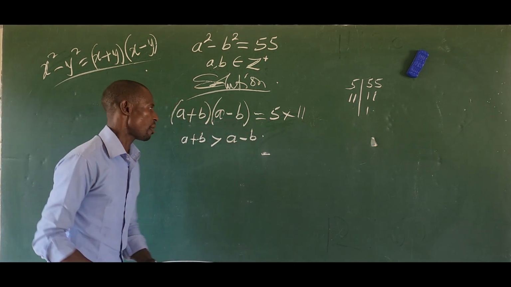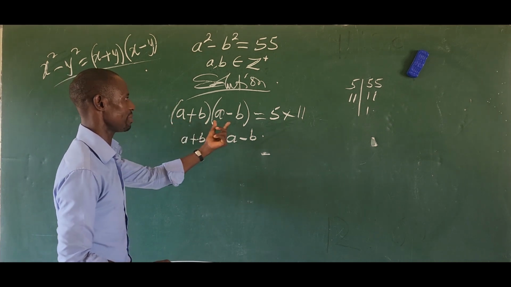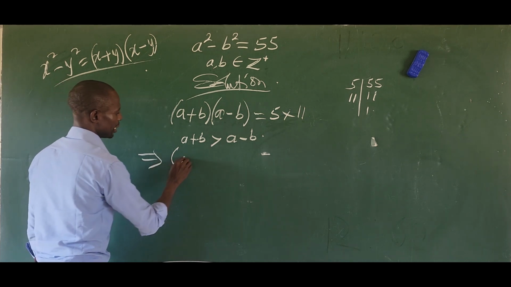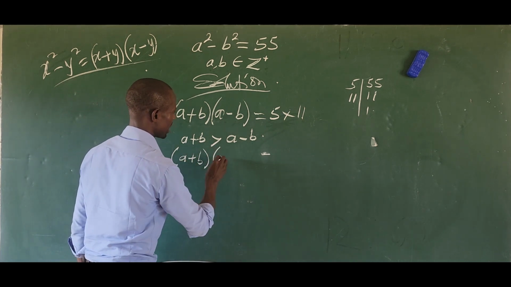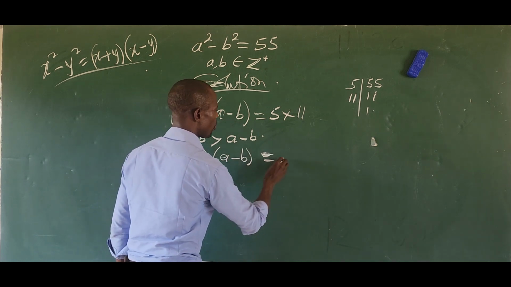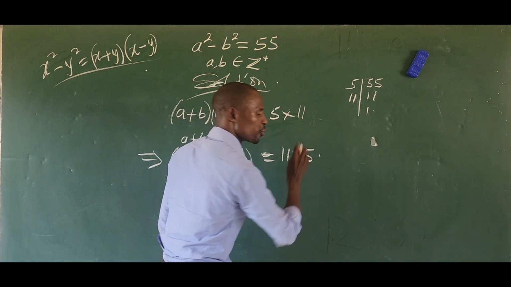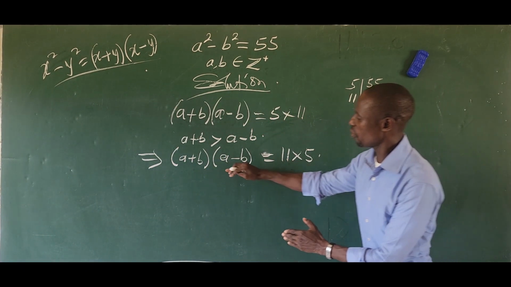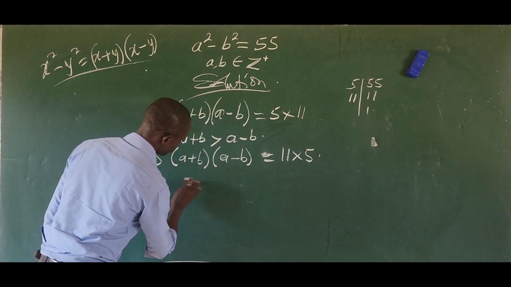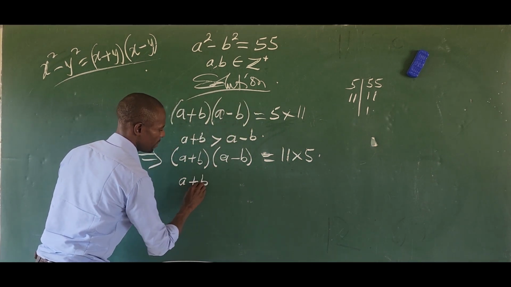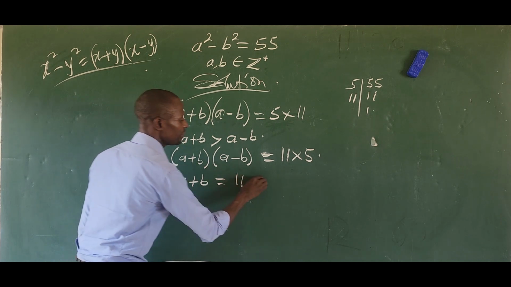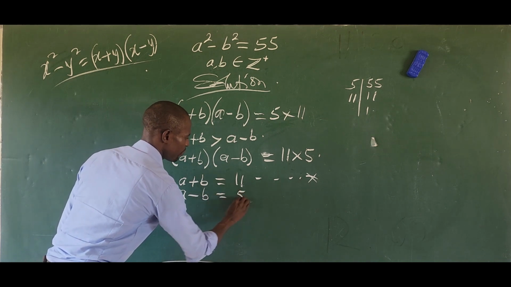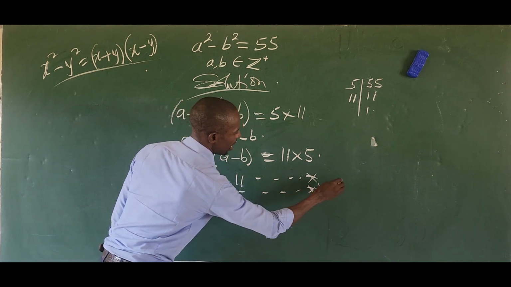So if it is so, then we can rewrite this by saying that (a plus b)(a minus b) is equal to 11 times 5. So what does that imply? It means that we equate a plus b to 11 and a minus b to 5. So let's solve some equations from here. We have a plus b is equal to 11. Let's call this equation 1. And there we have a minus b is equal to 5. Let's call this equation 2.